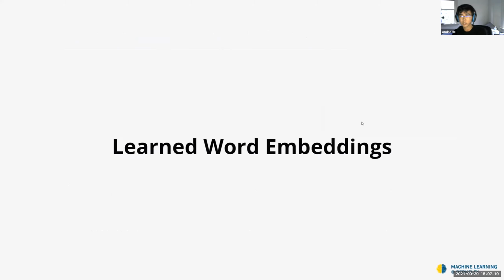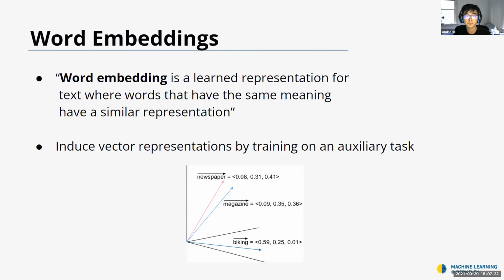And this is where we start talking about word embeddings. The reason I say learned word embeddings is because this is actually a more ML-based approach than the classical approach. What a word embedding is, it's a learned representation for text where words that have the same meaning have a similar representation. The basic idea here is that we're going to find these vector representations using machine learning.